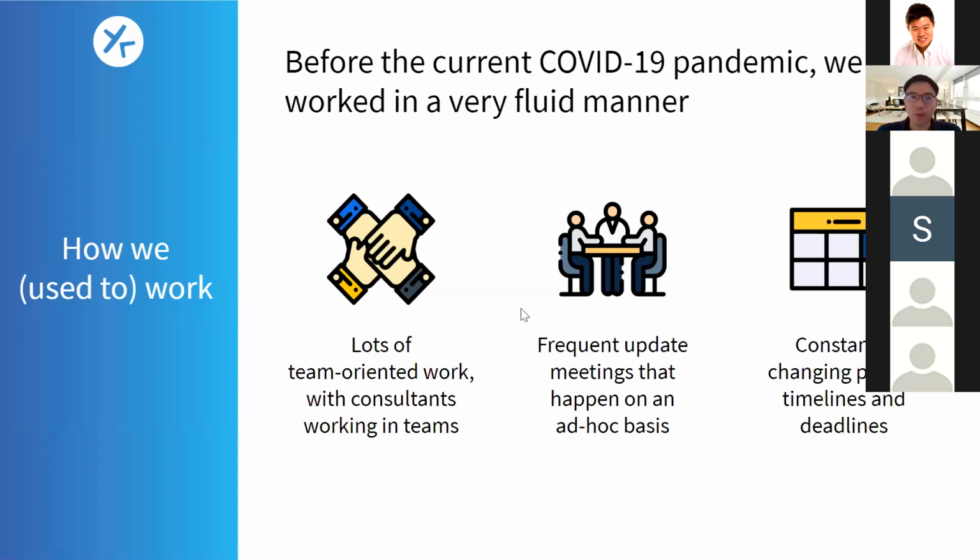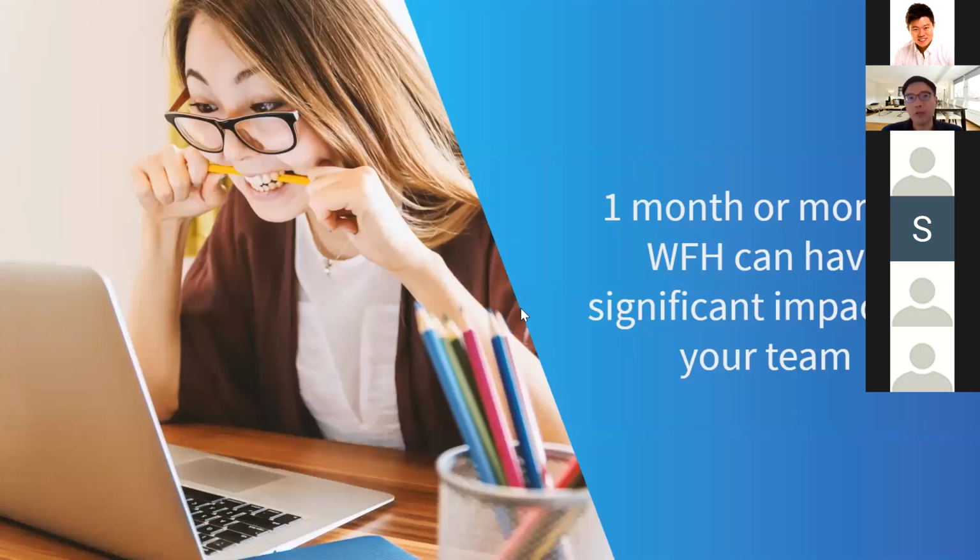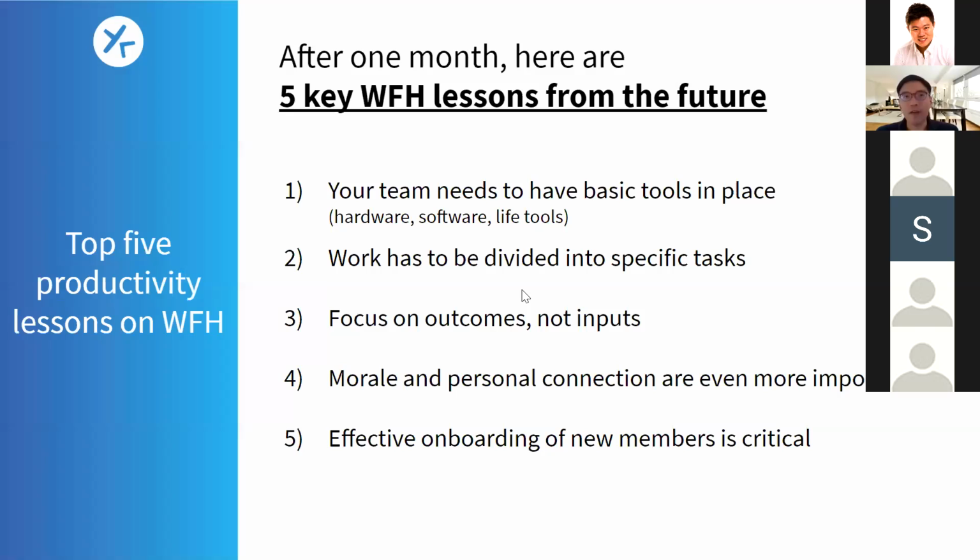When we switched to work from home, initially everybody was happy, fine. Then over time, some issues started to crop up. So we wanted to talk about 5 things in particular, 5 lessons from week 4 of work from home. Number 1, the importance of having the basic tools in place. We talk about hardware, software, live tools, basically things like furniture.